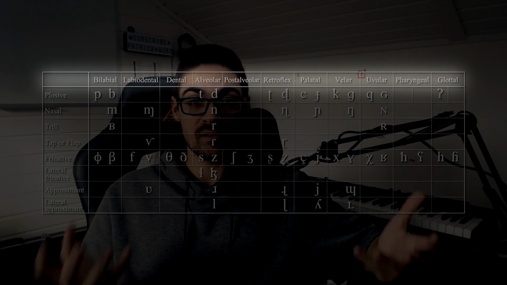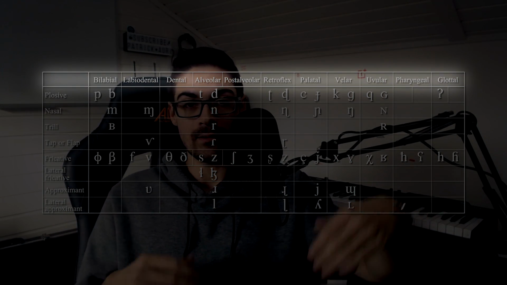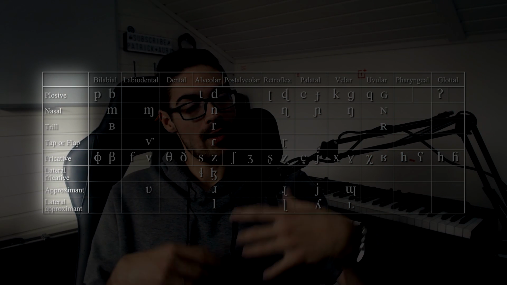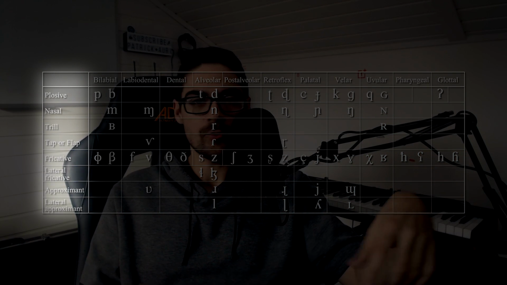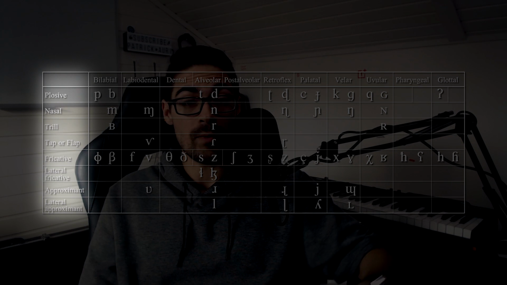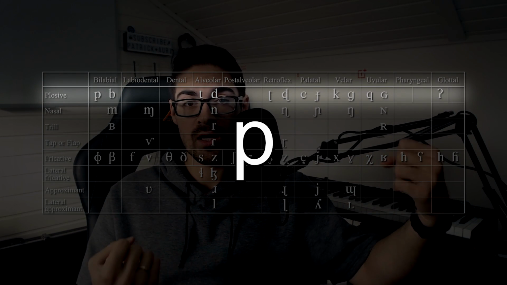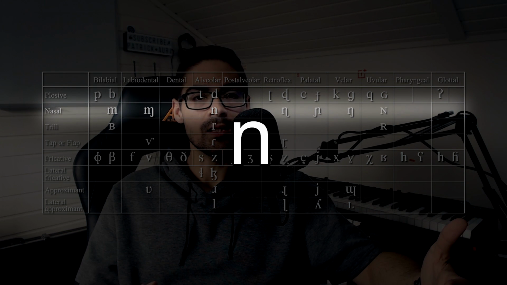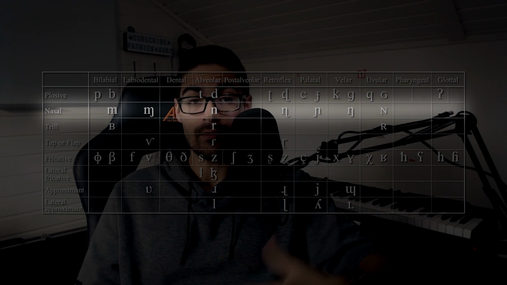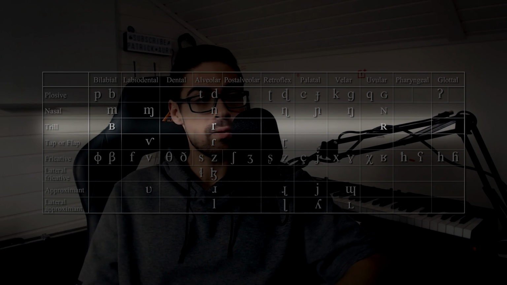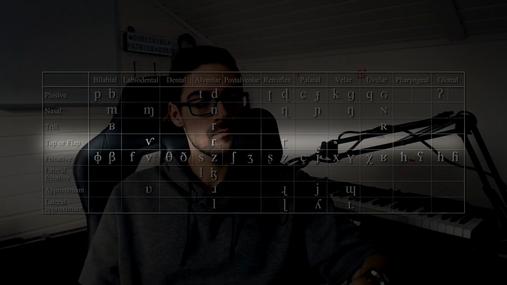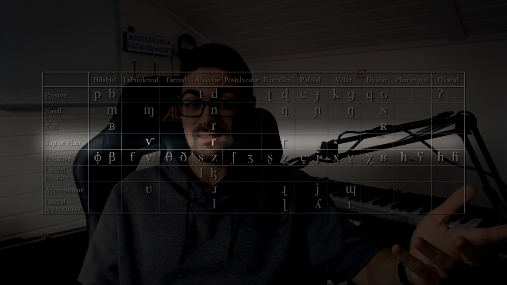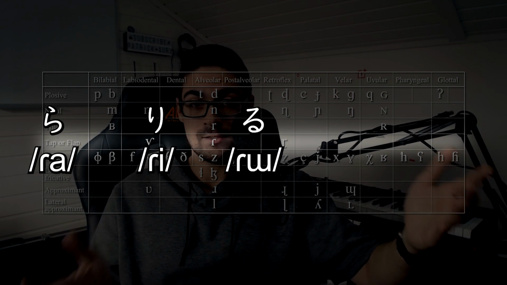At the top here, we've got where in the mouth the sound is produced, and on the left side, usually, we have what sort of technique you need to do to produce the sound. We may have a plosive type of thing. We may have a nasal. We can have a trill, like r. We may have a tap or a flap. They can be called either. The most typical example is the r in Japanese, ra ri ru re ro.